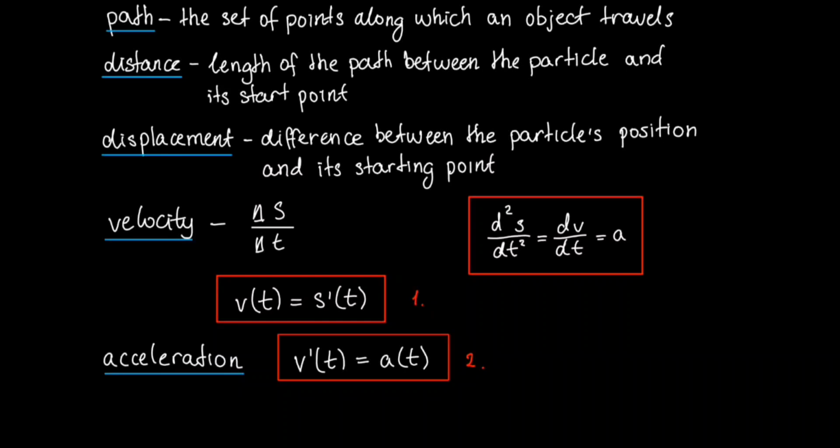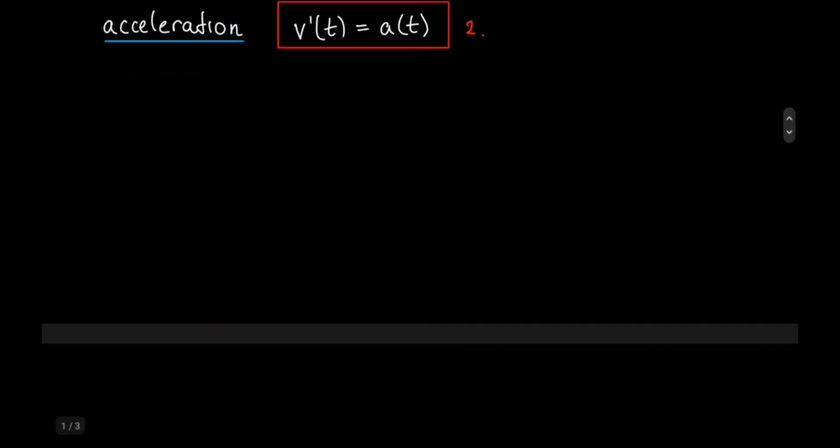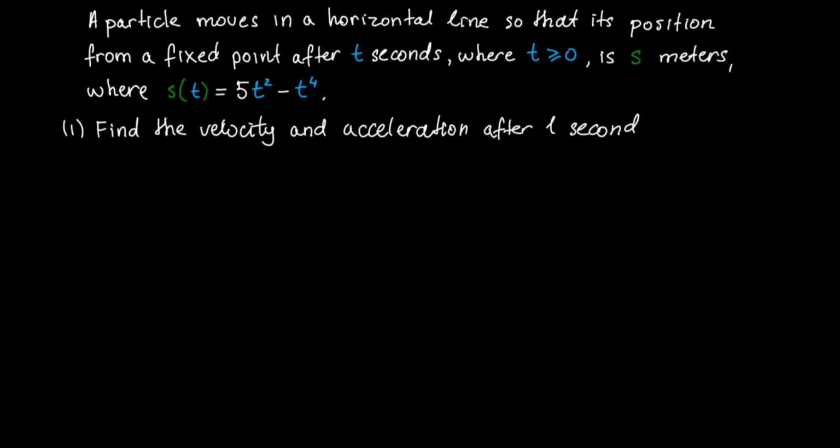All right, so now that we have the theoretical and conceptual stuff, we can take a look at a quick example. The example here says a particle moves in a horizontal line so that its position from a fixed point after t seconds, of course where t is greater than or equal to 0, is going to be s meters, where s can be expressed in terms of t as 5t squared minus t to the power of 4.